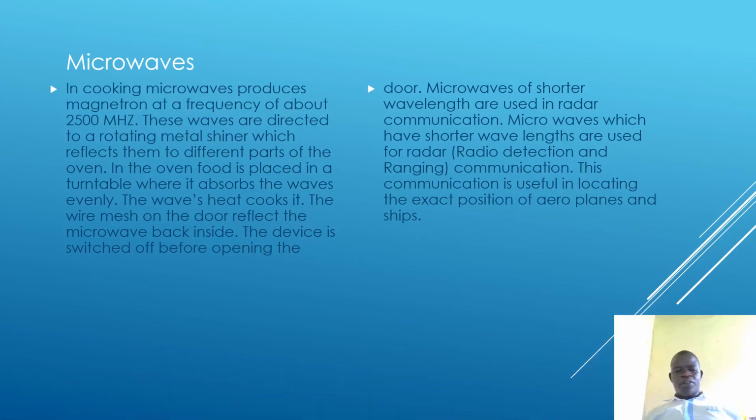Let's talk briefly about the microwaves again. Microwaves are majorly used in cooking, whereby they are produced by the magnetron in microwave ovens. The magnetron produces microwaves at a frequency of about 2500 megahertz, and these waves are directed to a rotating metal stirrer which reflects them to different parts of the food. In the oven, food is placed on a turntable where it absorbs the waves evenly. The waves heat cooks it.